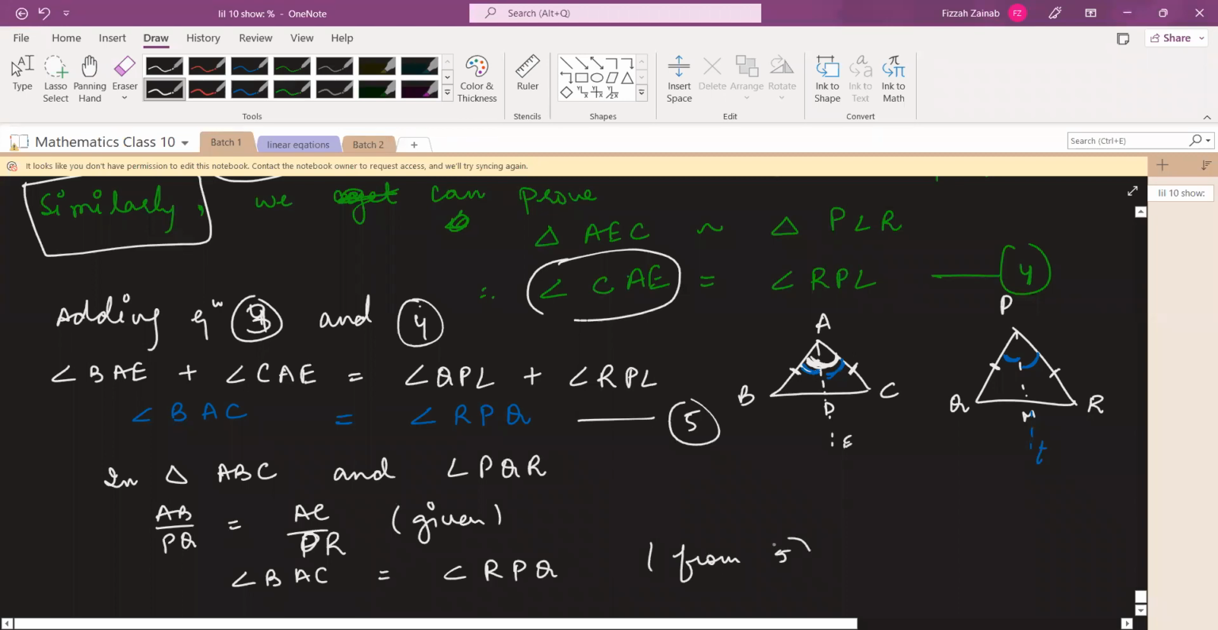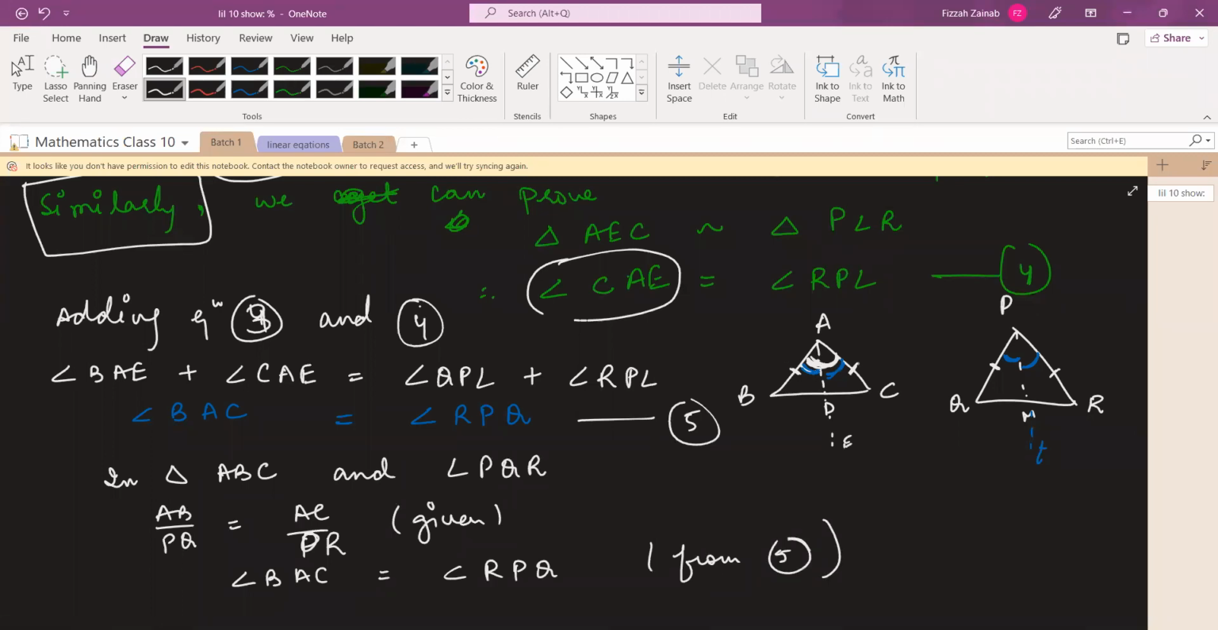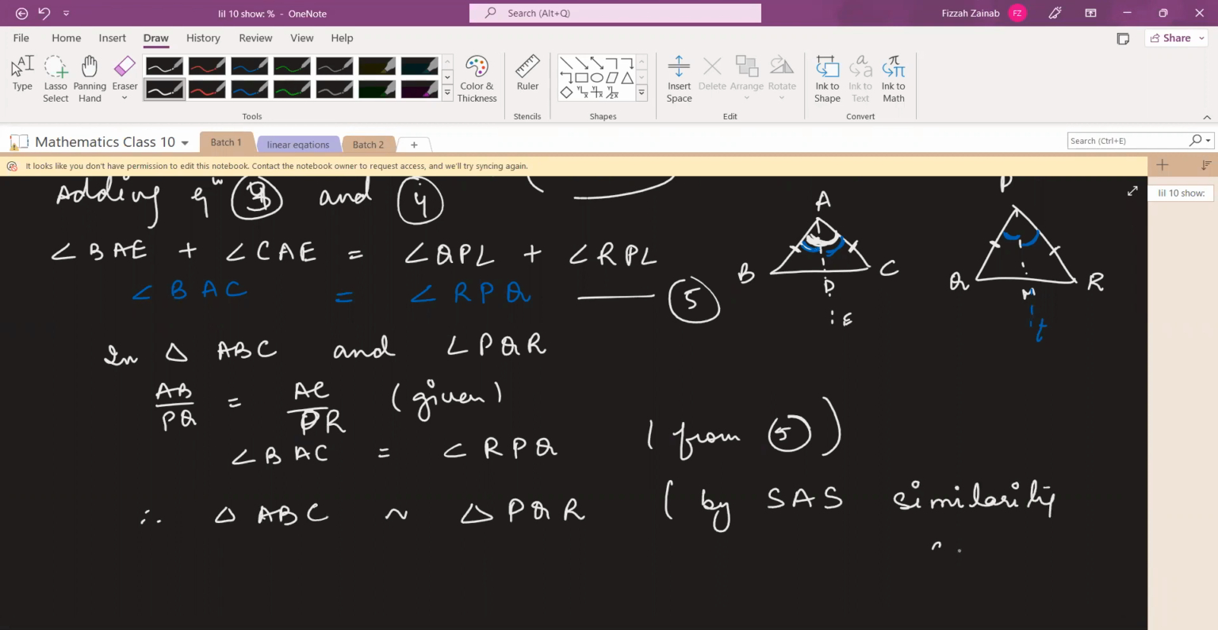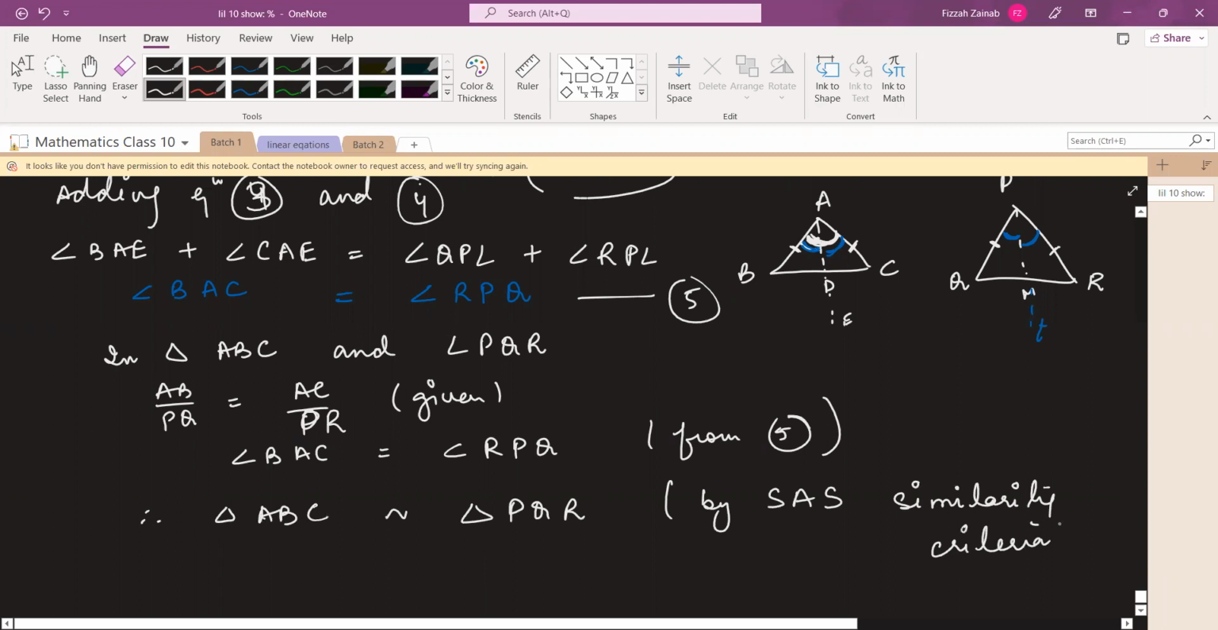So now at least I have two sides in proportion and the included angle equal. So it has become the SAS criteria. Therefore I can say triangle ABC is similar to triangle PQR by SAS similarity criteria. Is that okay?